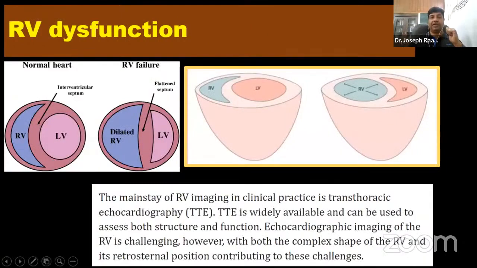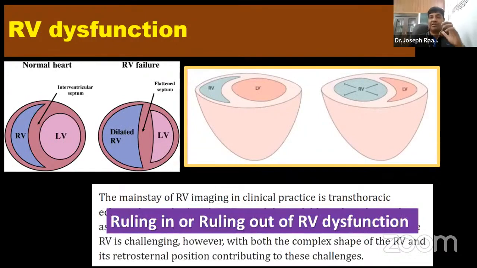So how are we going to do this? What are all the parameters, or the indices, that will tell you that the RV is not functioning? Unlike the left ventricle, where we quantitatively assess function, here we are not assessing the RV function. In fact, we are picking up whether RV dysfunction is there or not. That is ruling in or ruling out RV dysfunction. For a focused or goal-directed echocardiogram, that is what is required. That is, we have to know whether RV dysfunction is there or not.